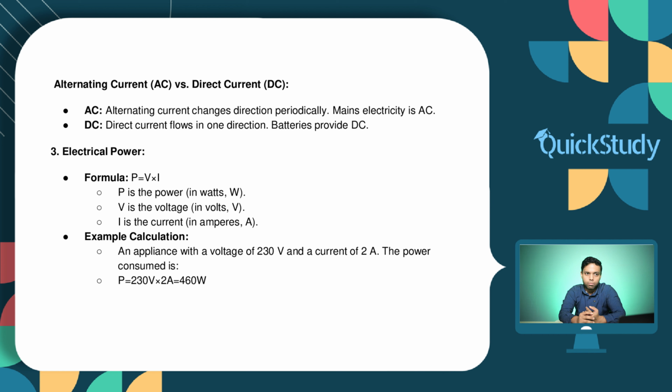To learn more about this, we have to learn about two formulas, which are about electrical power and energy consumption. Power is equal to V × I, which is power is equal to voltage multiplied by current. Let's look at an example of how this is used. An appliance with a voltage of 230 volts and a current of 2 amperes. So the power consumed would be P = 230 × 2 amperes, which would come out as 460 watts.